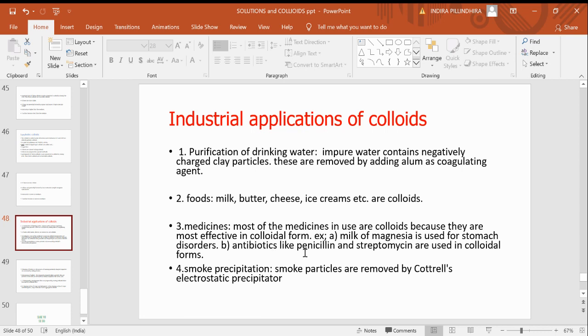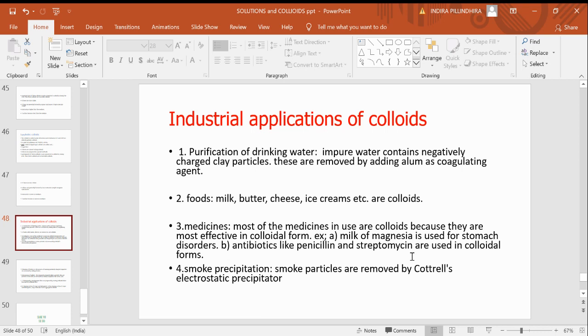For example, milk of magnesia is used for stomach disorder. That milk of magnesia, it's available in the bottle, and if we keep it for some time, then what happens? All these particles will settle down, and we'll see the DM or dispersion medium at the top of the medicine. Okay, so that means it is a type of the colloid which is used for the stomach disorder. So because it is in the colloidal form, it will react very easily. It will start working very easily, immediately in our body.